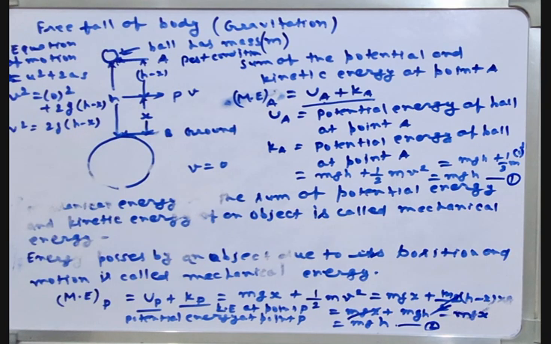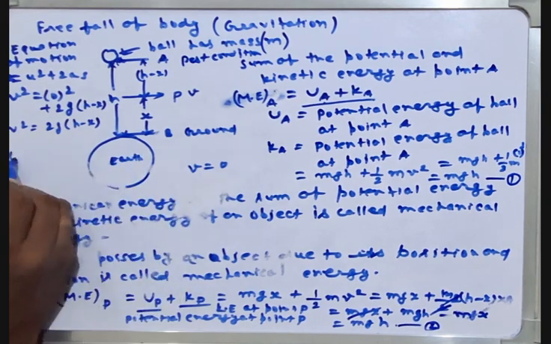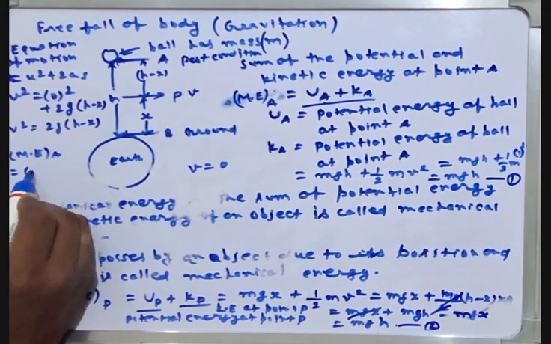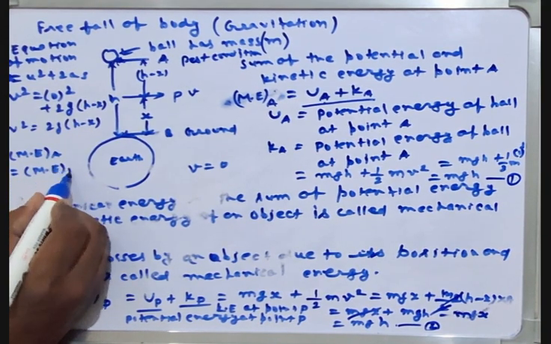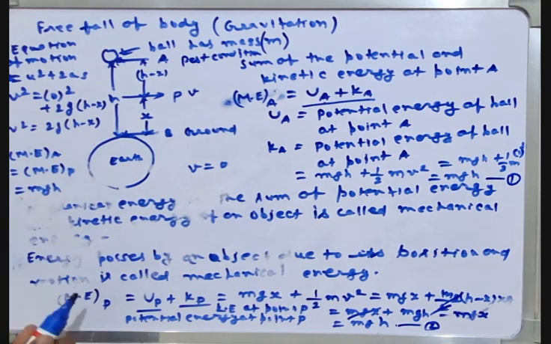So you can say the mechanical energy at point A is equal to the mechanical energy at point P, which is mgh. So guys, this proves the law of conservation of energy. Now guys, see one numerical problem for your better understanding.